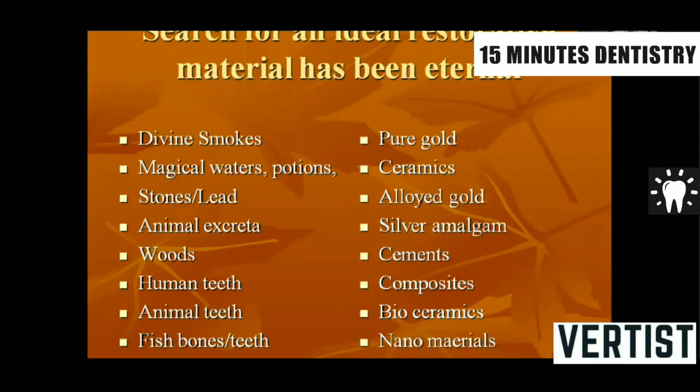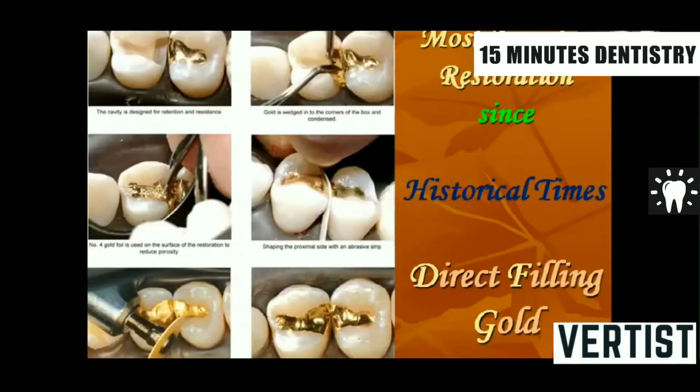Pure gold. Now, on the left side were all the historical remedies, which were very brutal. On the right side, I have mentioned the modern restorative materials, amongst which pure gold was the first and foremost restorative material, practiced for decades or centuries together. Then came ceramics, alloyed gold, silver amalgam, cements, composites, bioceramics, and today we talk about nanomaterials and nanorobots. Even though we have so many other restorative materials at our disposal, why does your syllabus still contain cast gold? Because cast gold has its own advantages, its own charm and beauty, which we will see in the slides to come.